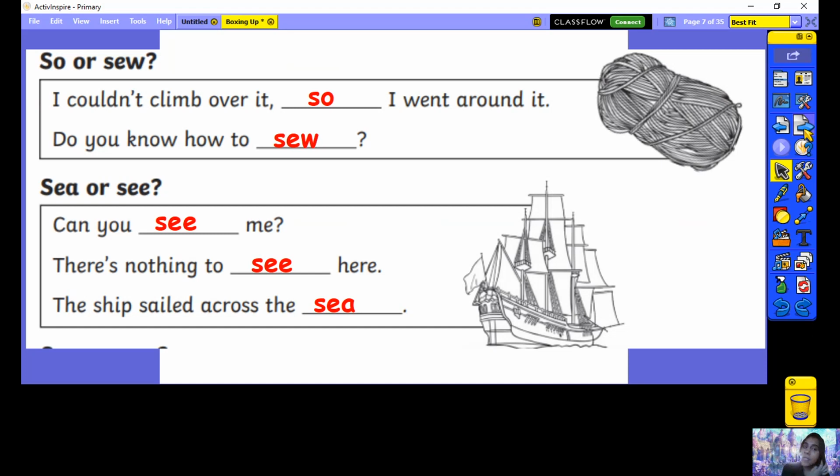And there are the answers. So pause the video if you want to go over them. First one was so, as in the conjunction, and the second was so, S-E-W, because it's asking if you can do that verb. And then the second section was C or C. The first was C with double E. The second was C with double E, and the last was C with E, cup of tea.